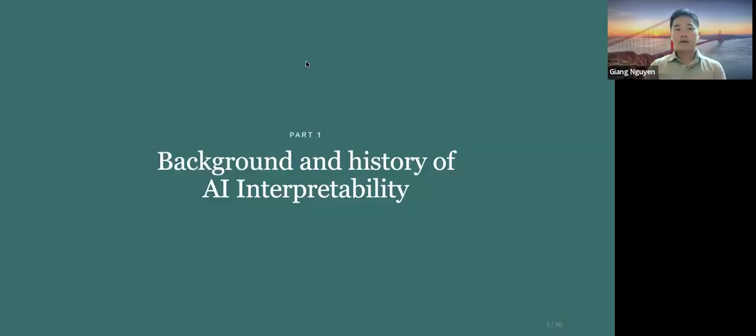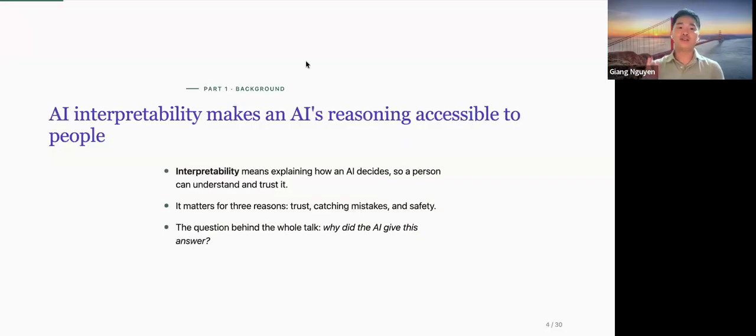So let's rewind a little bit. We are going back to the dinosaur days of interpretability, and I promise it's kind of fun. So the first question, what is AI interpretability, right? AI interpretability means explaining how an AI model makes a decision so a person can understand it and trust it.